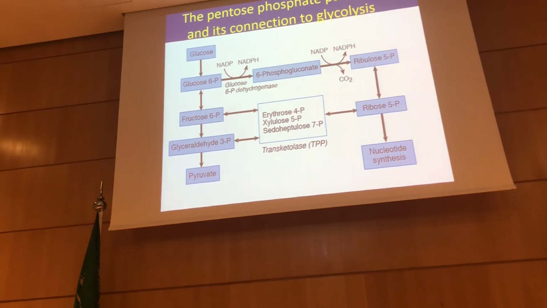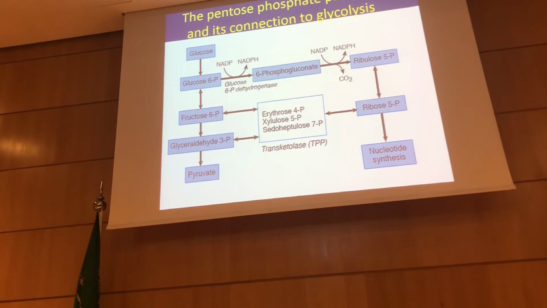on the slide. Let's make it easier for you. So here from glucose to glucose 6-phosphate to fructose, this is the glycolytic pathway, right?